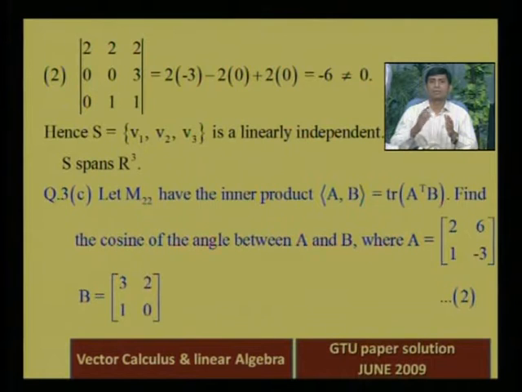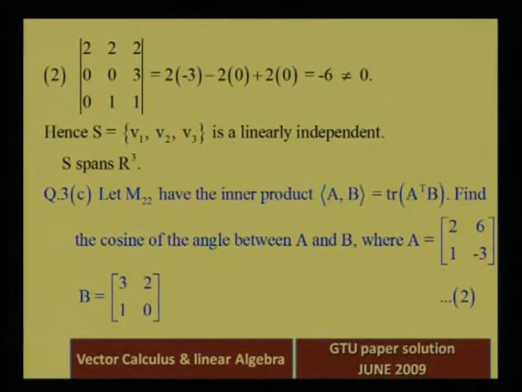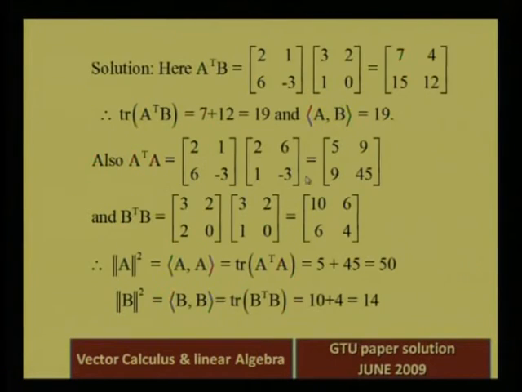So if cos theta is equal to inner product AB divided by norm A norm B, in that case we can say that theta is equal to cos inverse of inner product AB divided by norm A into norm B. Okay, so first of all we have to find what is A transpose into B, right? So A transpose into B is equal to [2 1; 6 -3] [3 2; 1 0]. How we multiply the two matrices, that you should know.